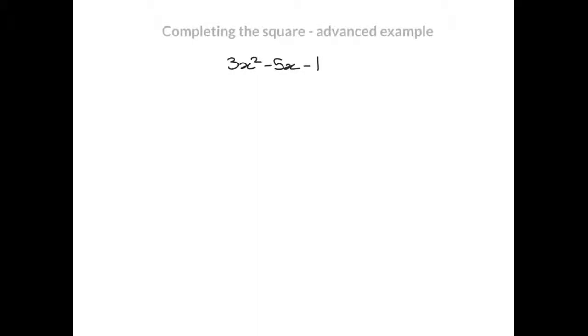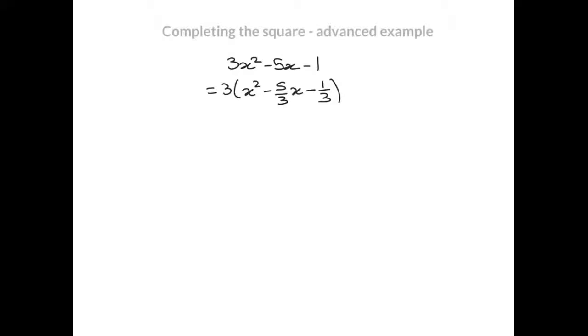So let's now have a look at the general quadratic in which the coefficient of x squared is different from 1 and try to complete the square. If you watch the videos on factorizing, the idea here is a bit similar, to extend the method. We are going to first factorize by 3. So we get x squared minus 5 over 3x minus 1 over 3.